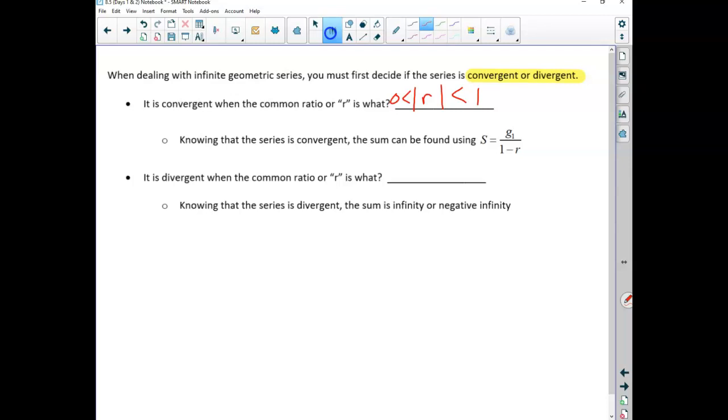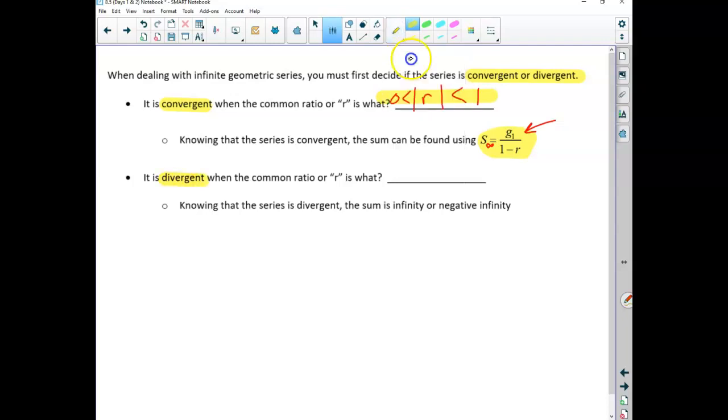Well, knowing that it's convergent, if you have a ratio that's between 0 and 1, we now have a special formula that allows us to find the infinite series sum. It's the sum of the infinite number of terms, and all I need is my first term, and I divide it by 1 minus my common ratio, and I got it. Now, if my function is divergent, it's convergent when the absolute value of r is between 0 and 1. It's divergent when?